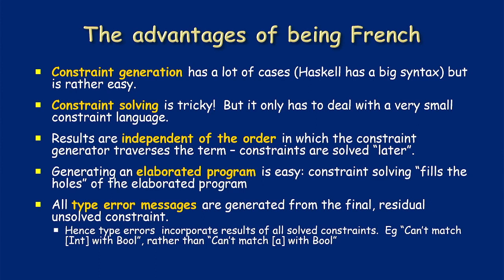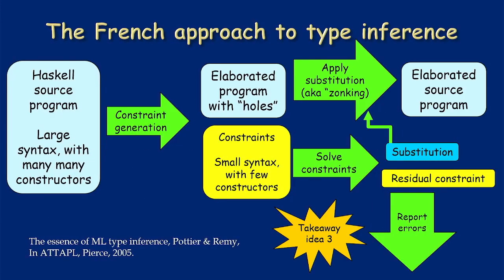So another important thing is that the results are independent of the order in which the constraint generator traverses the program. In many type checkers, if you write a pair E1, E2, it'll type check. If you switch it round and it's E2, E1, it no longer type checks. There's some left to rightness in the type inference algorithm. There's no left to rightness here because the constraint generator just walks over the program, spitting out those constraints.